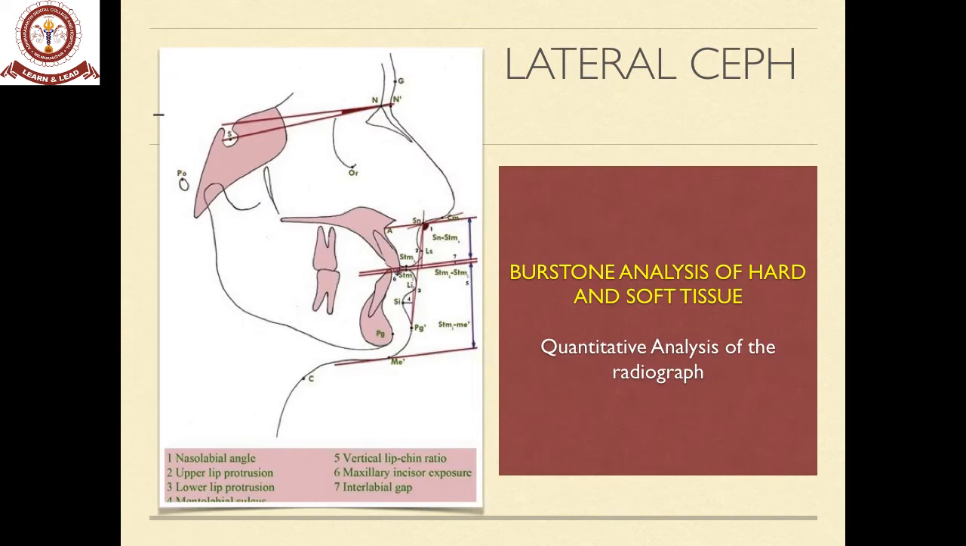Various analyses are there. Usually we do the COGS, which is cephalometric analysis for orthognathic surgery as described by Burstone. There is a hard tissue analysis and a soft tissue analysis. We compare with the normal values. The normal values are separate for male and female, so we correlate and compare and then give a final outcome or the final problem list based on the X-rays.